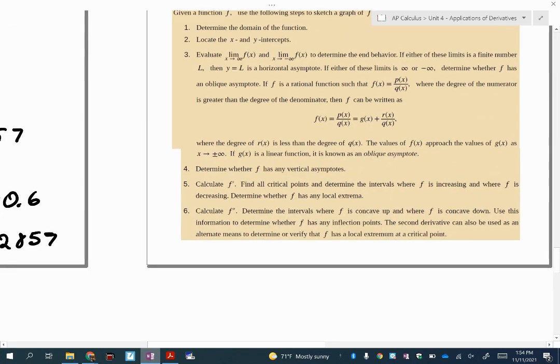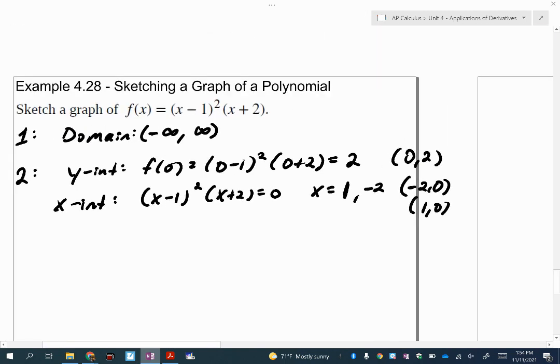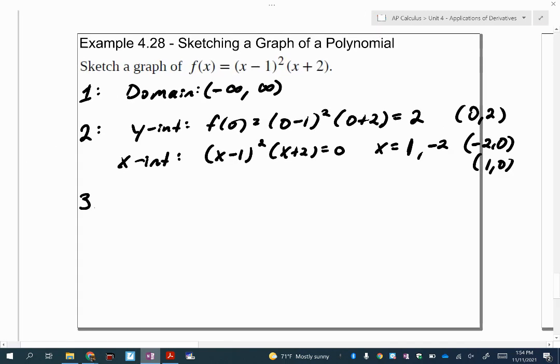The third step says to look at the end behavior. As x approaches infinity, as x approaches negative infinity, do we have any asymptotes? So let's see. The limit as x approaches infinity of (x minus 1) squared times (x plus 2). You can plug in really big numbers if you want. I think even 100 is probably enough here. So you have 100 minus 1 is 99. 99 squared is a very big number. A very large positive times a very large positive gives us a very large positive, so infinity.